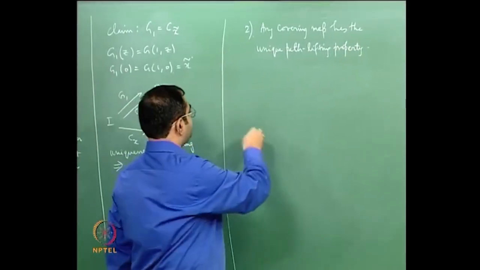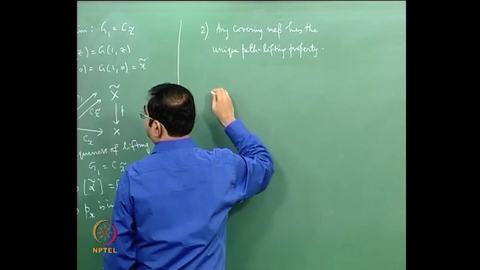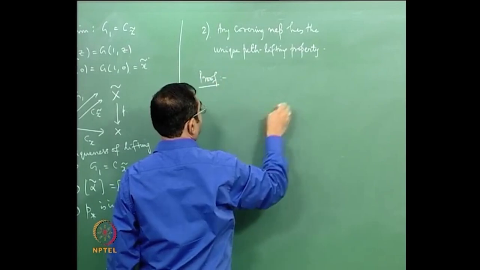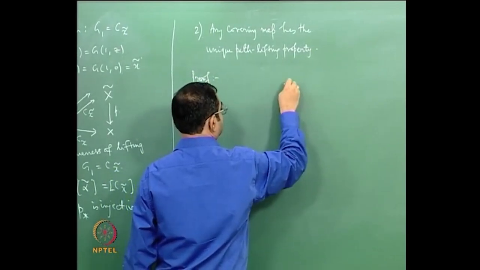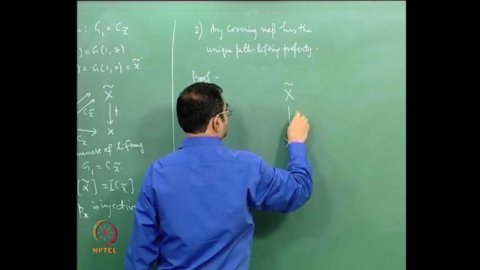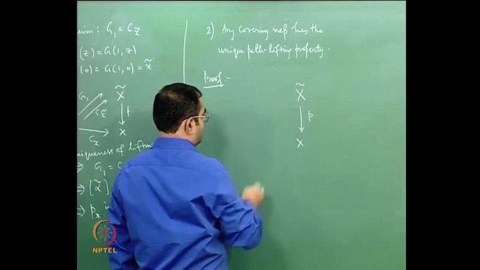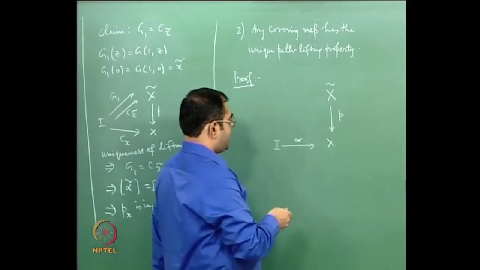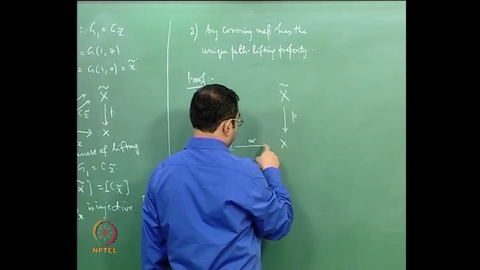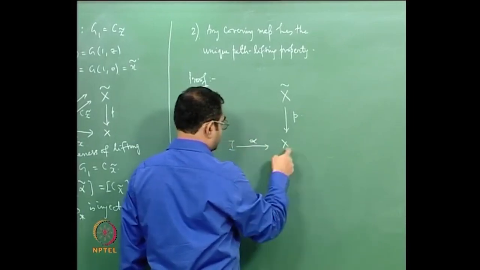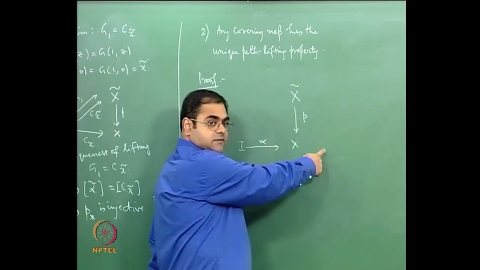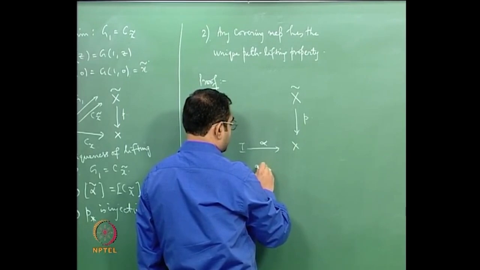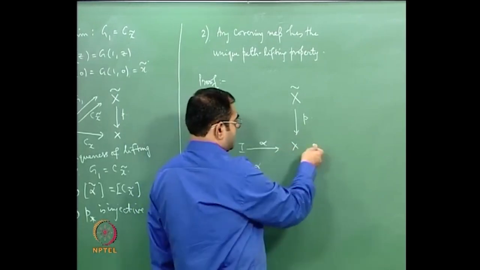So what does this mean? It means, proof: you are given this covering space, and I am given a path alpha. Then alpha is a path starting at a particular point of X and ending at a particular point of X. So alpha starts at alpha of 0 and ends at alpha of 1.